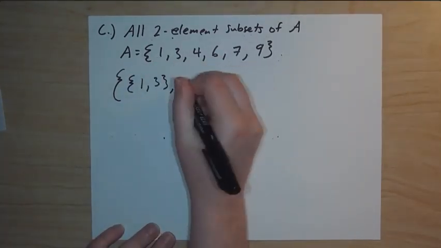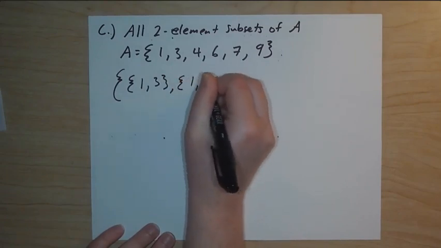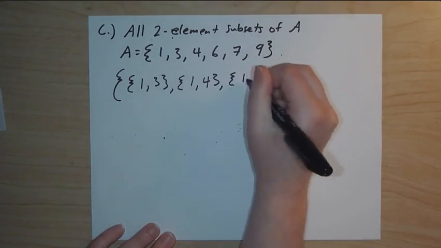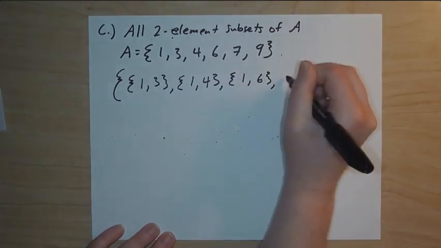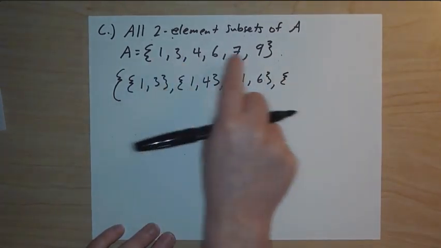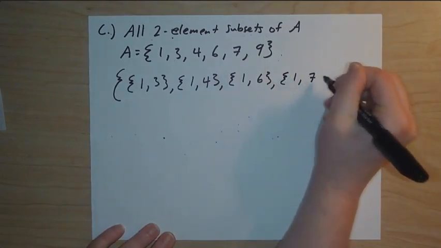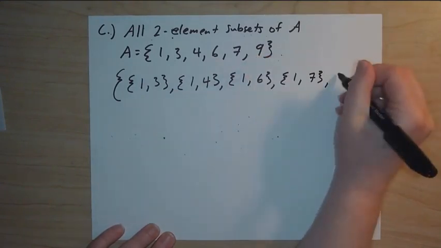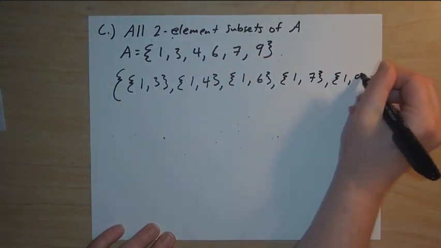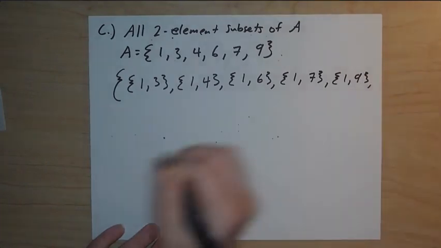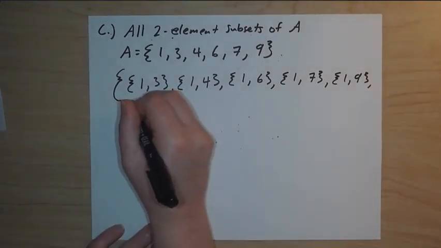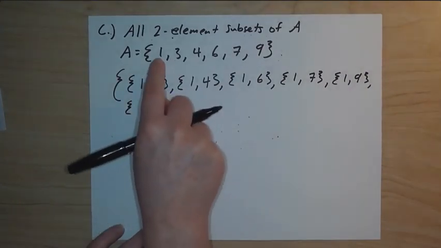Then there's also 1 and 4. And then there's also 1 and 6. There's also 1 and 7. And there's also 1 and 9. In problems like these, it's important to find a pattern so that you don't miss some. And then moving on from the 1s, we've done everything with 1.